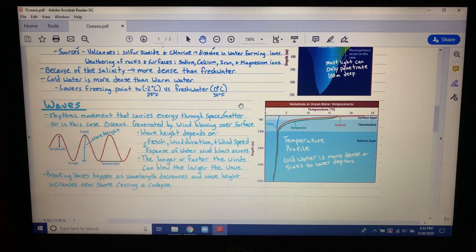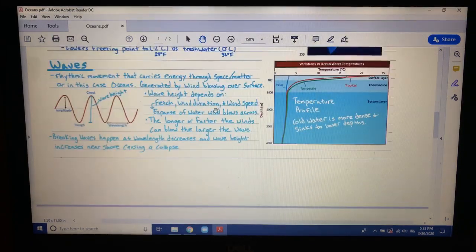Looking at waves and how those factor into the ocean. Waves, scientifically speaking, are rhythmic movements that carry energy through space and matter. Our space and matter in this case would be the ocean, and as energy moves through the ocean, we don't often see the trough or the low points. We'll often see the top side of the wave, but as the wave moves, we can see that energy moving through on top of the ocean.